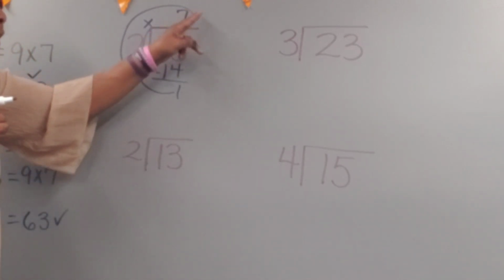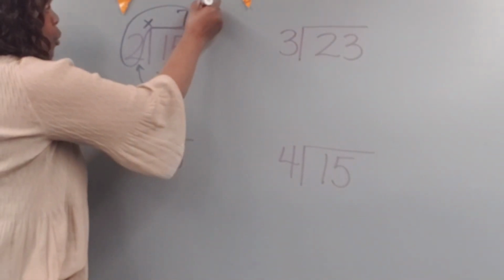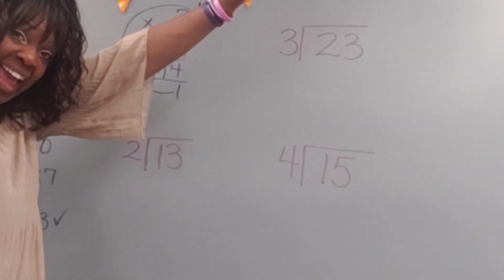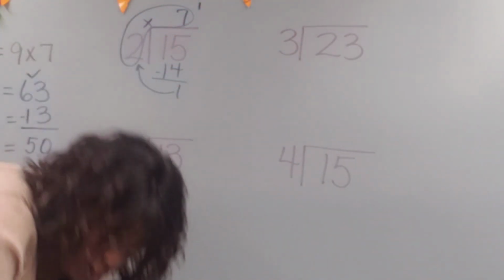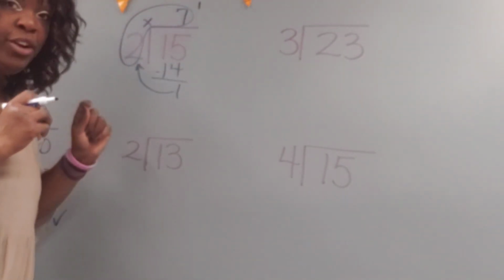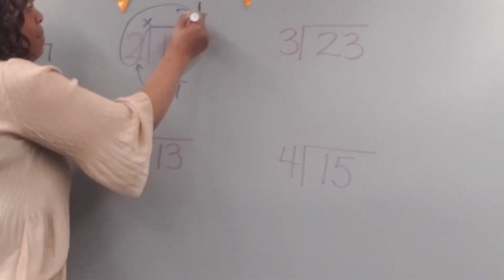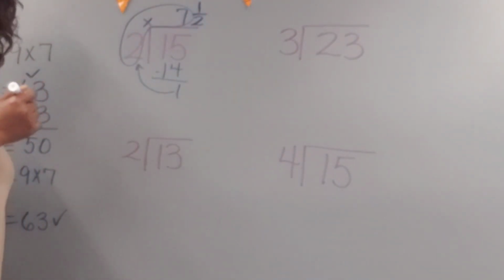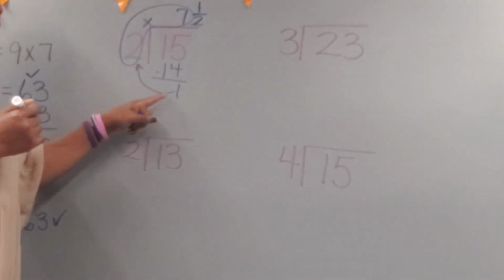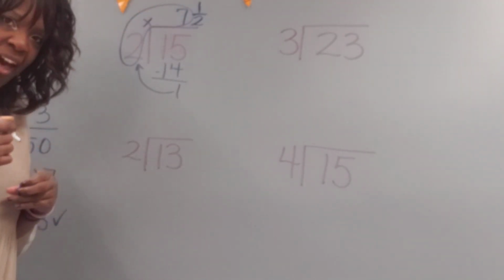Instead of writing R period 1 at the top for the remainder, we're going to take our remainder and put it as the numerator. Numerator is on top of the line. Denominator is down below the line. Remember we talked about that with our fractions? So we're going to put our remainder as our numerator, and our divisor, what we are dividing by, becomes our denominator. So divisor, denominator, divisor, denominator. And then my remainder becomes my numerator. So my answer is now 7 1/2, okay?